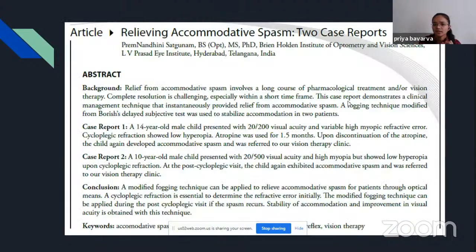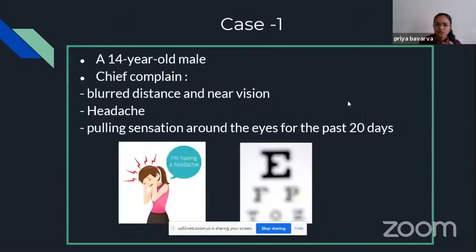Here we take one case from this article. The first case is a 14-year-old male with a chief complaint of blurring of distance and near vision, along with headache and a pulling sensation around the eye for the past 20 days.